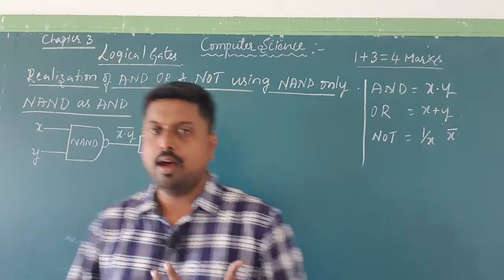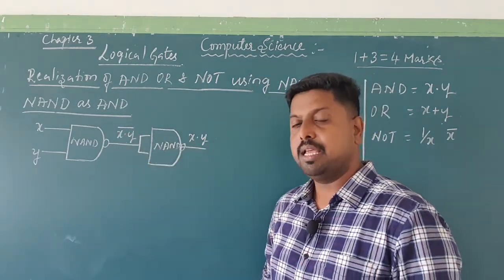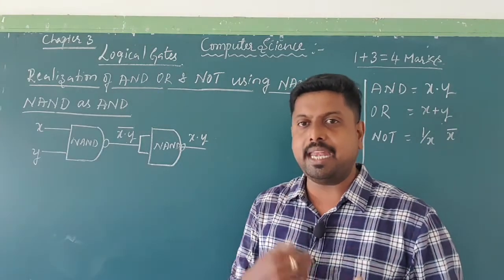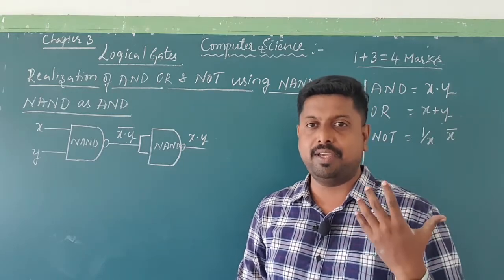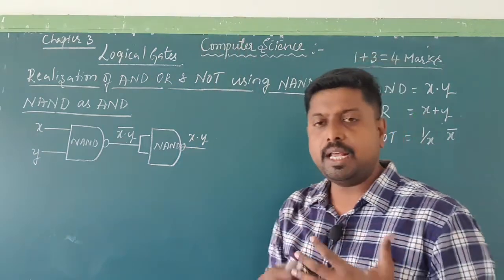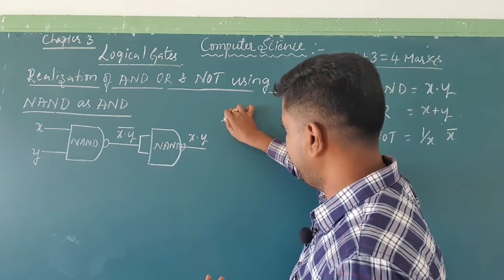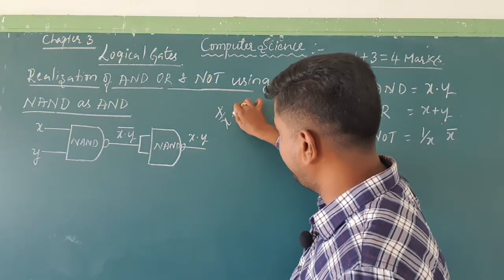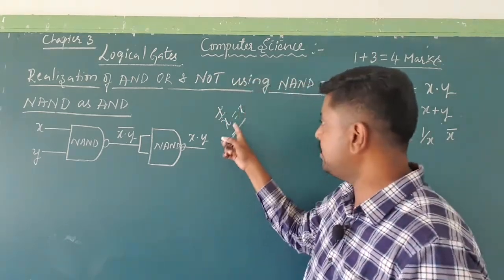How does this x into y whole bar become x into y? Because if a complemented result is complemented once again, we get the basic value. As we learned in the previous chapter on Boolean algebra, if you remember the law, when a variable is complemented twice, the complements cancel and we get the basic value, that is x.